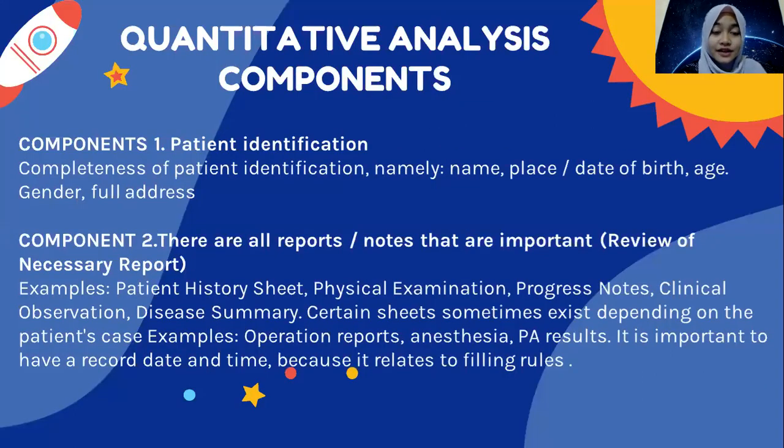Next, quantitative analysis components. Component 1, patient identification: name, place and date of birth, age, gender, full address, and others. Component 2, review of whether all necessary reports are present. Example: patient history sheet, physical examination, progress note, clinical observation, disease summary. Certain sheets sometimes exist depending on the patient case, for example operation report, anesthesia, result. It is important to have a record date and time because it is related to billing rules.